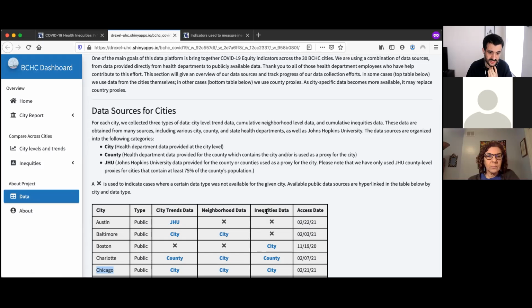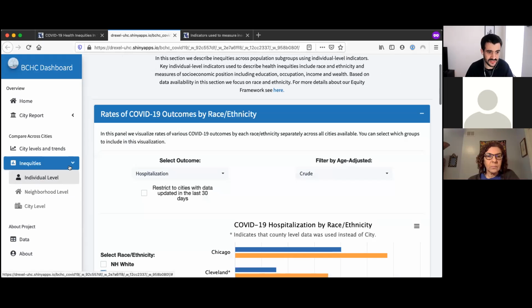In the case of inequity data, we have data for Boston, Charlotte, and Chicago. In some cases, the data is updated to almost yesterday or a couple of weeks ago. In some cases, as Anna said before, there are challenges in accessing some of this data, so a little bit of it is less updated, but you may have noticed how in each figure, you can actually click here in case you only want to see rates in cities that have been updated in the last 30 days.